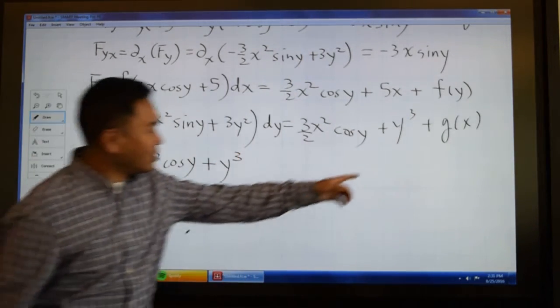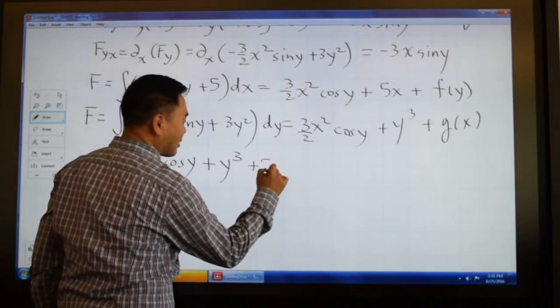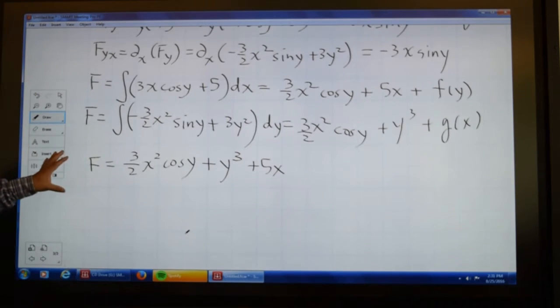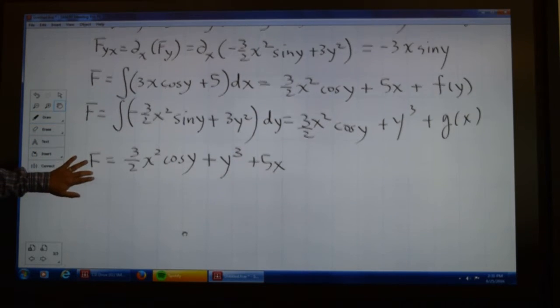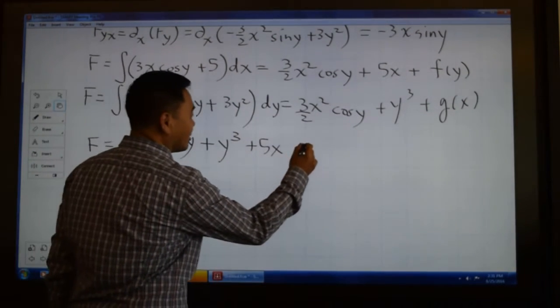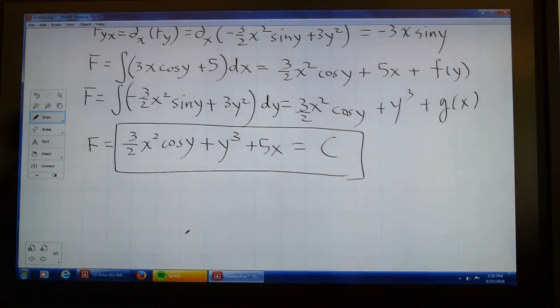And then looking at this description, it should be the same as that one. So I put that as 5x. And then you see that this agrees with both of the descriptions of the f. So we're good. Okay? Equals a constant. Equals the constant, put it as a constant. And this is the solution to this differential equation.